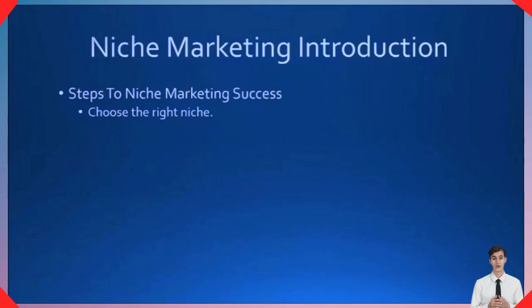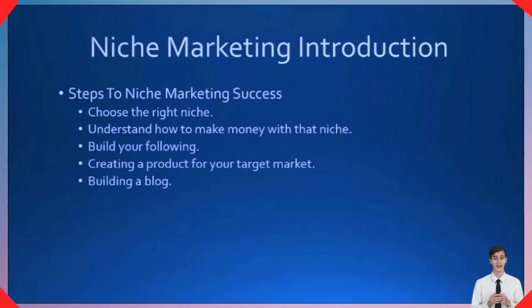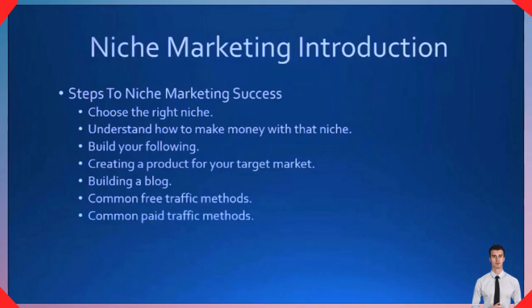So, steps to niche marketing success: choose the right niche market, understand how to make money within that niche, build up your following, whether email list or social media, create a product for your target market. That's really a surefire way to stand out from the crowd. Build a blog within that niche, then use some common free traffic methods to obtain more traffic, and then use paid traffic as well to build your audience, build your rapport, make sales, and get the results you want. And then again, selling your niche business as an exit strategy.